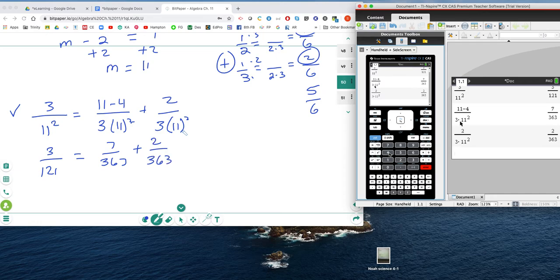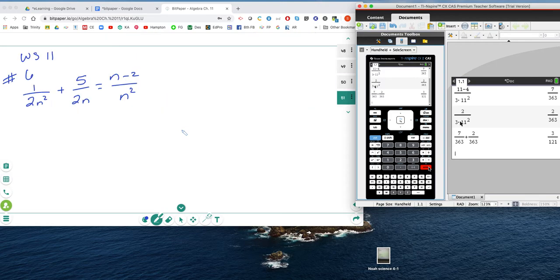So if I do control divide 7 over 363 plus control divide 2 over 363, I'm going to get 3 over 121 is equal to 3 over 121. All right, let's do the next one.